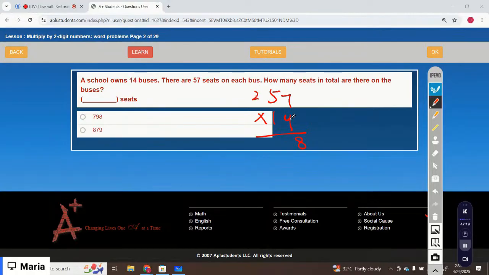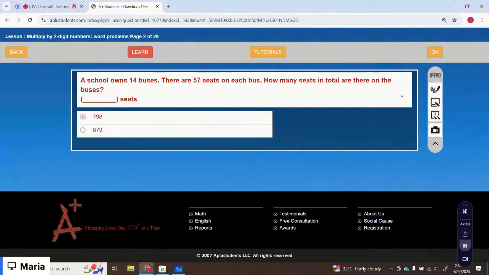4 times 7 is 28, write 8 and carry 2. 4 times 5 is 20 and 2, 22. Now I'm going to multiply the tens digit, so you need to put 0 in the ones place. 1 times 7 is 7 and 1 times 5 is 5. That is 798. Option number 1 is the correct option. Very good.